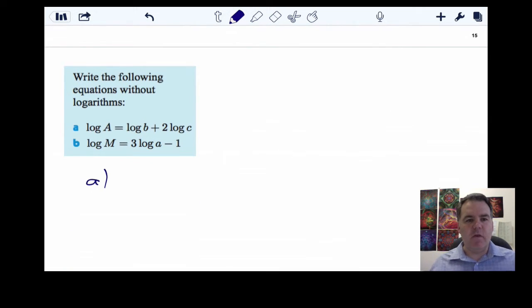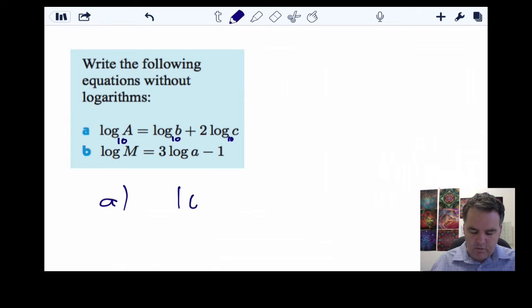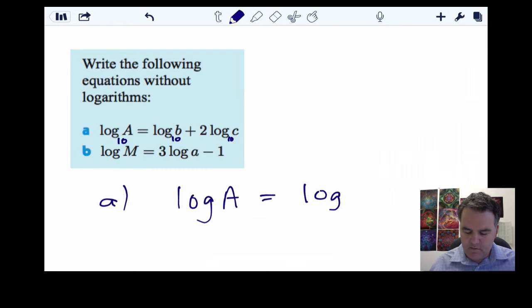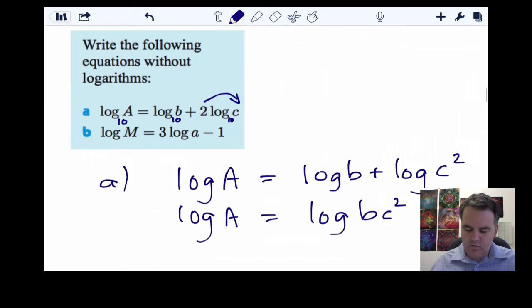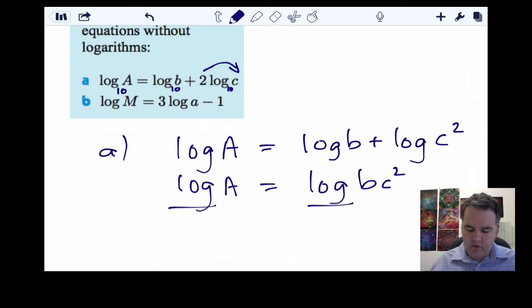Last one. Write the following equations without logarithms. Okay. We've got log A equals log B plus log C squared. Cool. That's just putting that 2 and putting it there to the top. So on the right hand side, that gives us log BC squared. Cool. Now that we've just got log of this equals log of this, clearly A must be the same as BC squared. Great.